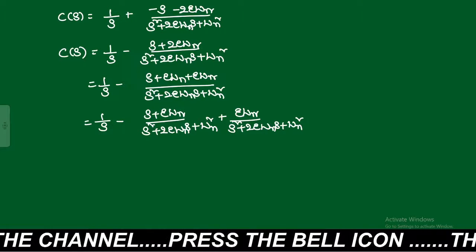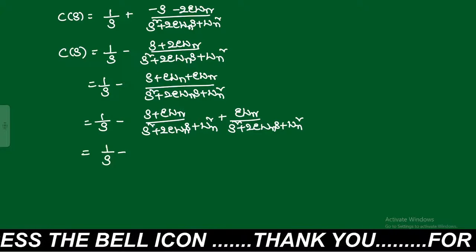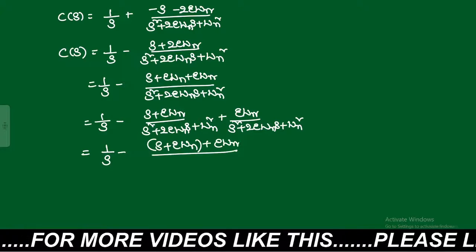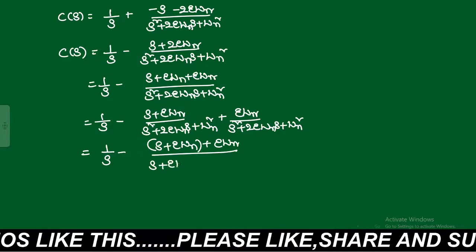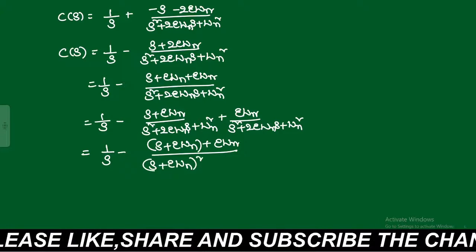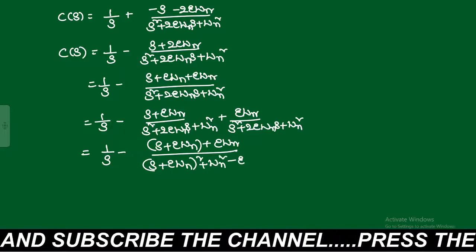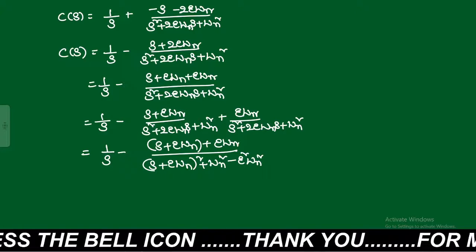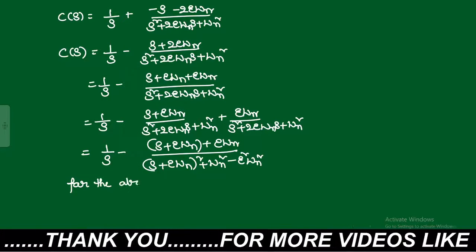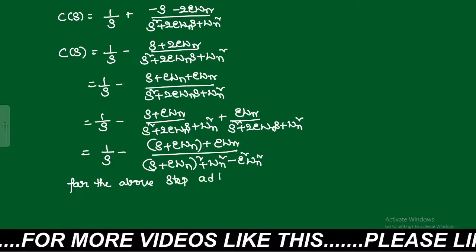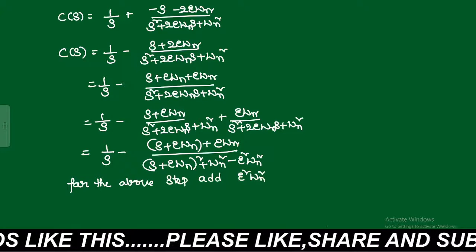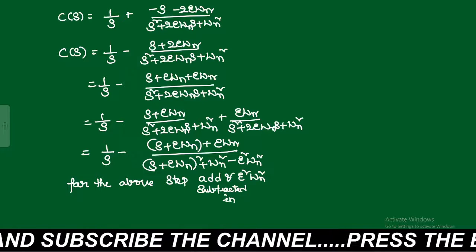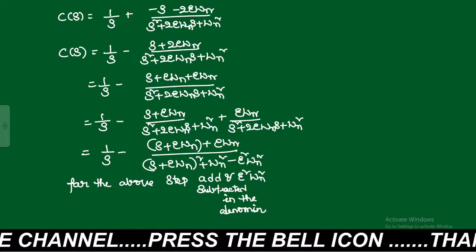Before doing that separation, we can do this step. Here we can write s plus zeta omega n separated, plus zeta omega n, divided by, we can write it as, s plus zeta omega n whole square, plus omega n square minus zeta square omega n square. See what I have done here, I will explain. For the above step, what I have done is add and subtract zeta square omega n square in the denominator. That is what I have done. I have just added and subtracted in the denominator.